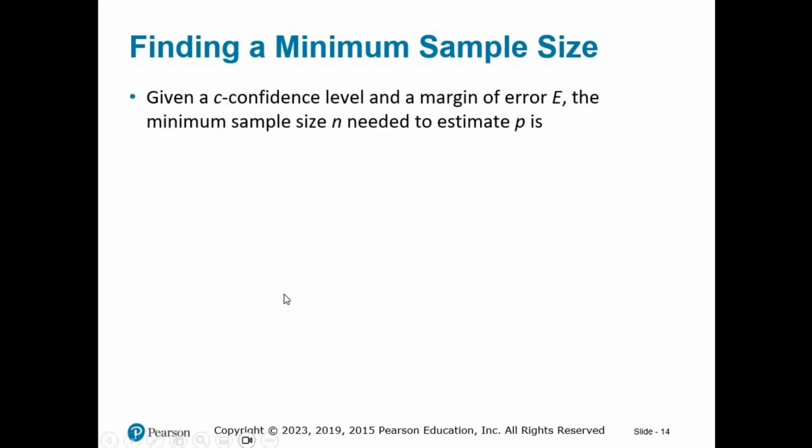Given a C confidence level and a margin of error of E, the minimum sample size N needed to estimate P is this formula. N equals p hat times q hat times the ratio z sub c divided by E, quantity squared. Now this formula looks hairy, but just like the last one, it's simply derived from the E formula solved for N. I challenge you to pause the video and take a moment to look at the margin of error formula for E and solve it for N to see if you arrive at this formula. I bet you do.